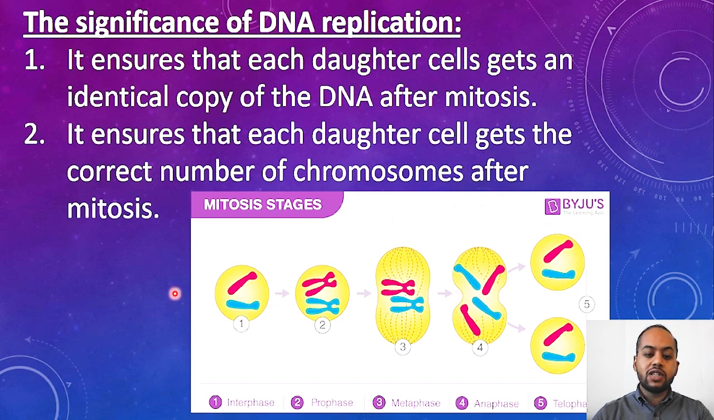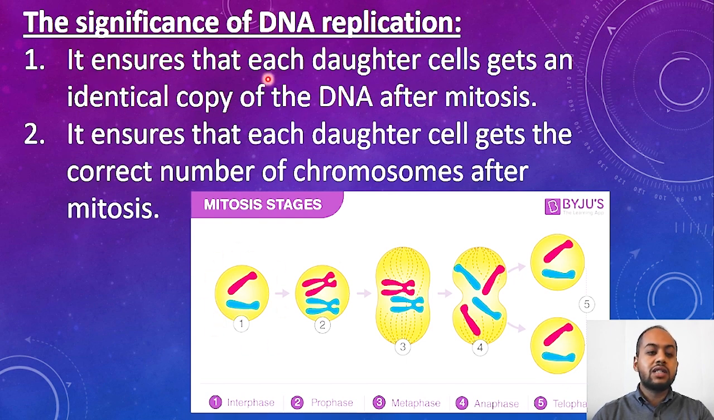Now just a quick revision on the process of mitosis that you touched on in grade 10. You would have remembered that in grade 10 when you spoke about mitosis, there were different stages of mitosis. You had interphase, prophase, metaphase, anaphase, and telophase. Now, when we are looking at DNA replication, it will occur inside interphase of the cell cycle.